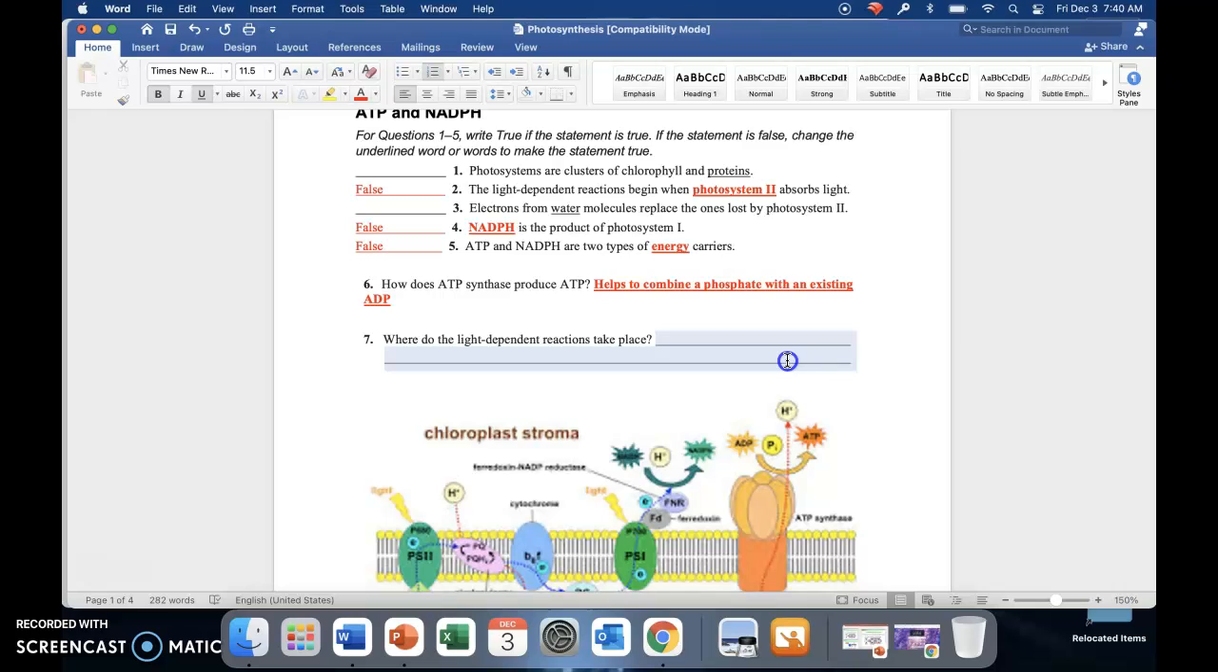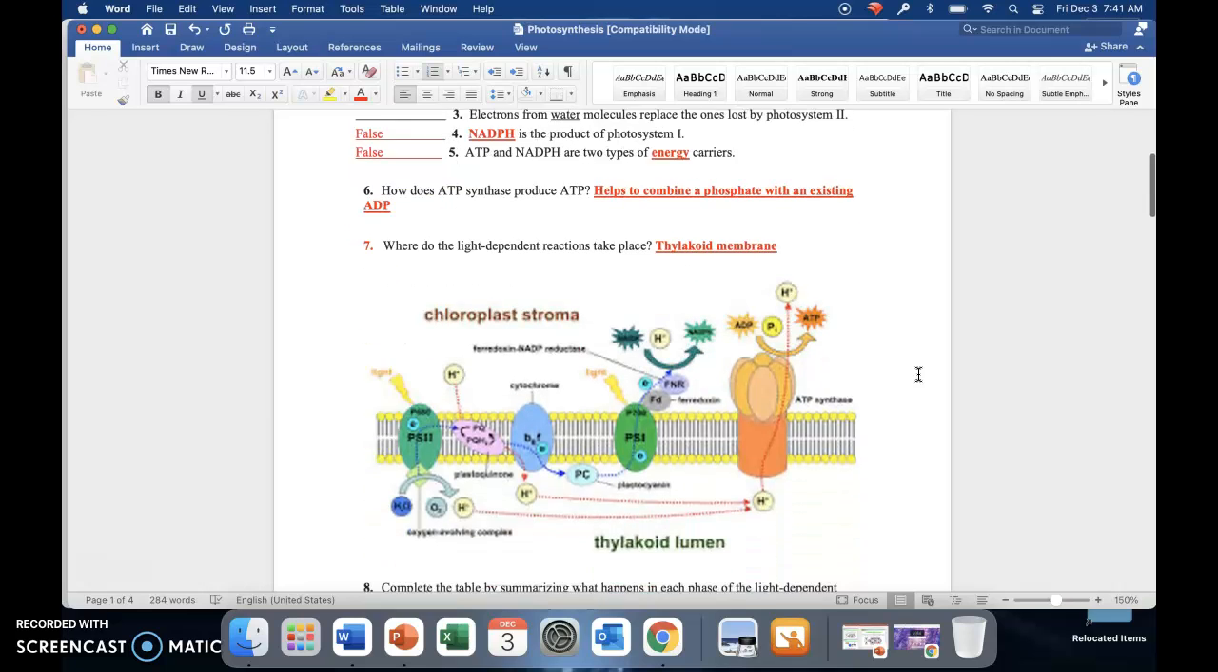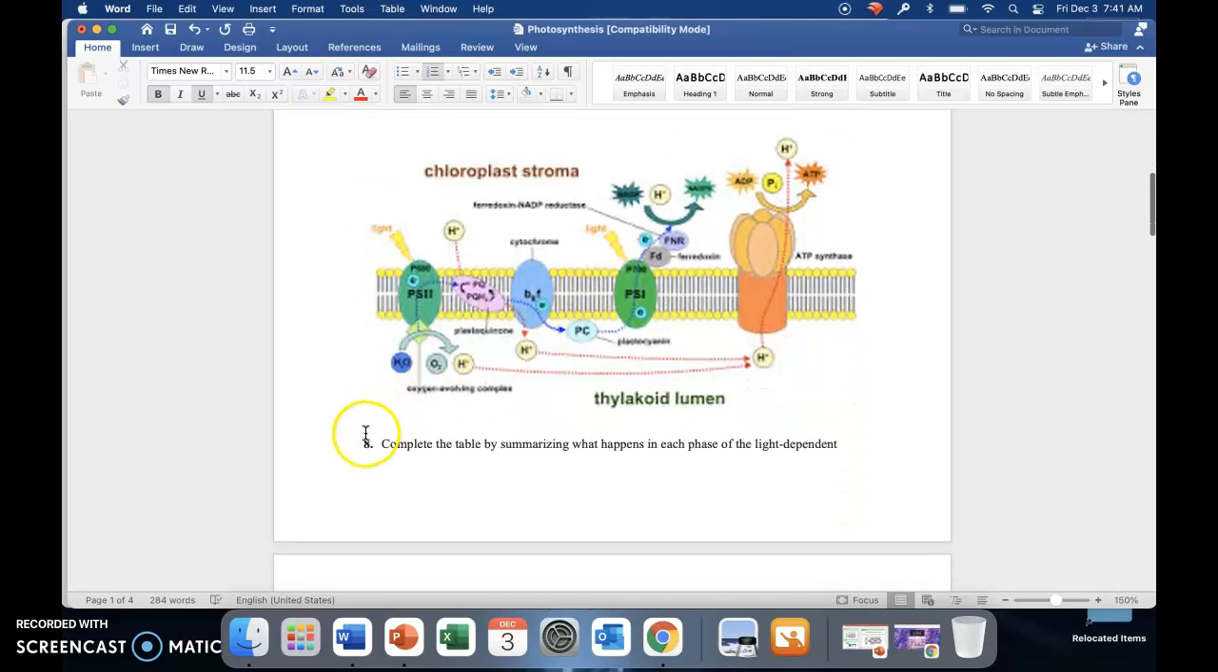And where does this take place? We talked about the different parts of the chloroplast. This takes place in or across the thylakoid membrane. This occurs when the hydrogen ions are being pumped across, and then those hydrogen ions are used to produce the ATP.